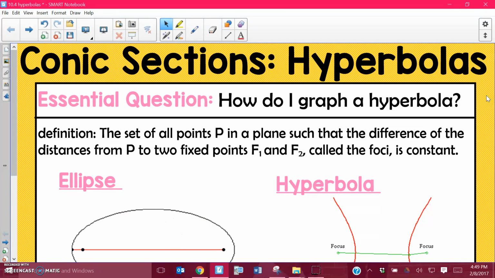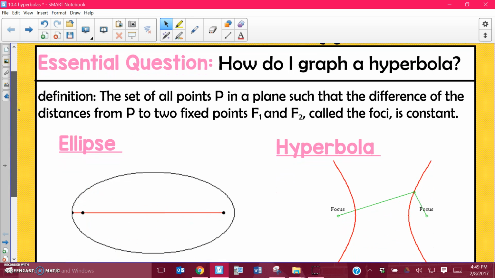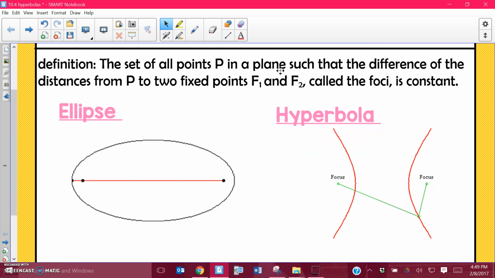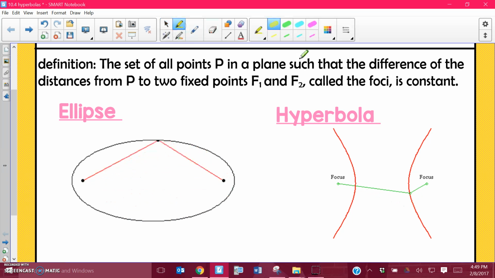Hey guys, today we're talking about our last conic section, and that is called a hyperbola. What a hyperbola really looks like is more like two parabolas stuck together. If you look at this definition, it looks very similar to the definition of an ellipse that we had before. However, the big difference here is the word difference. So instead of adding my two lengths together, I'm actually subtracting.